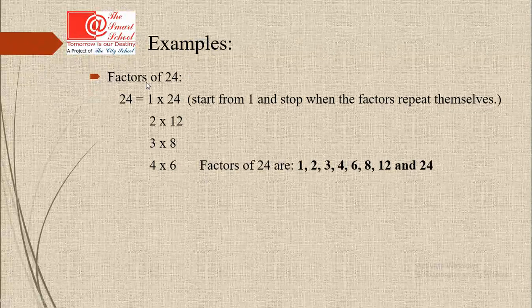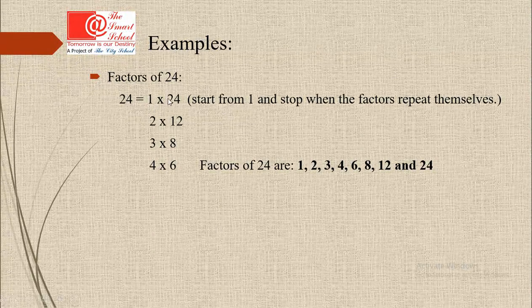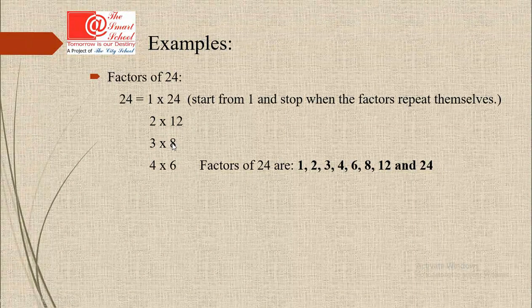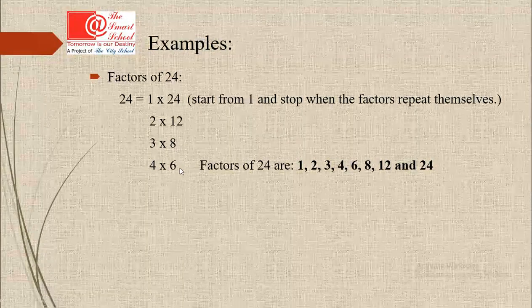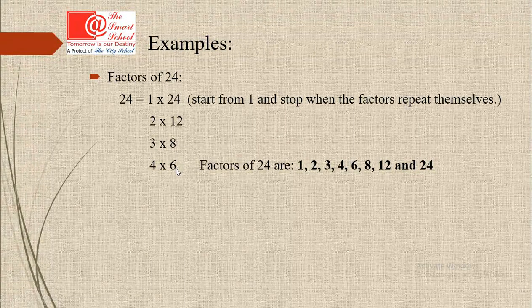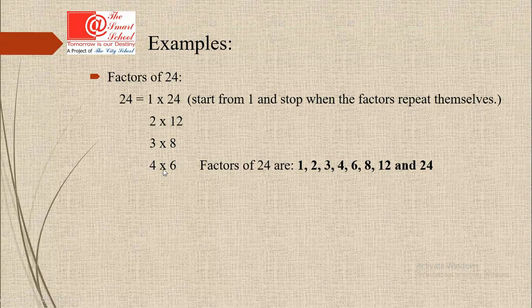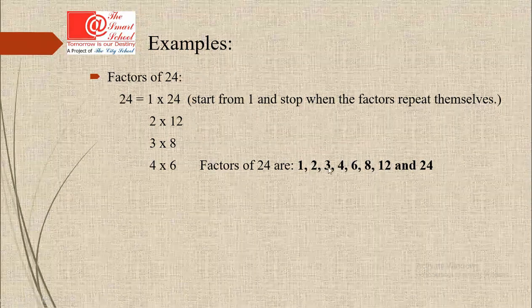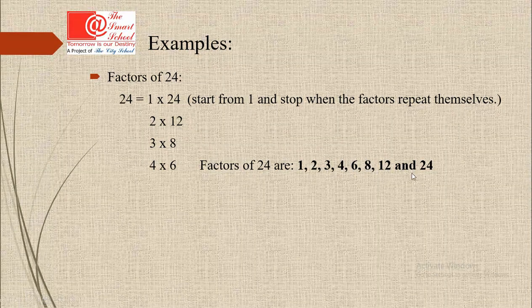Now more examples. Factors of 24: these are 1 multiplied by 24, 2 multiplied by 12, 3 multiplied by 8 and 4 multiplied by 6. All the answers are 24. We will stop over here because after this if we do 6 multiplied by 4, these are the same factors and all of these will repeat. So factors of 24 are 1, 2, 3, 4, 6, 8, 12 and 24.